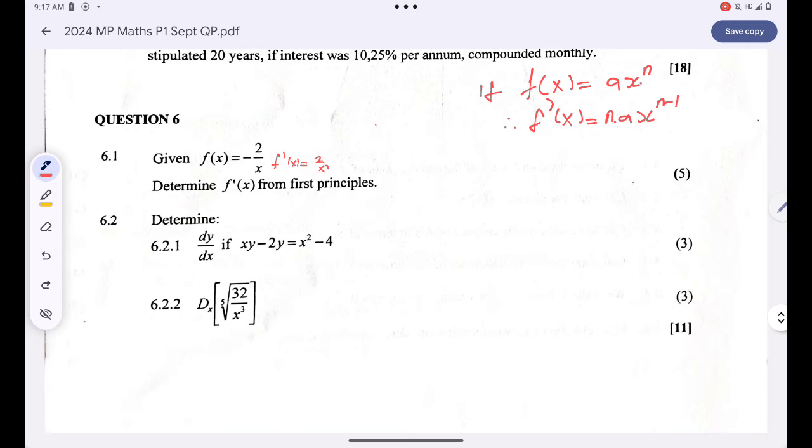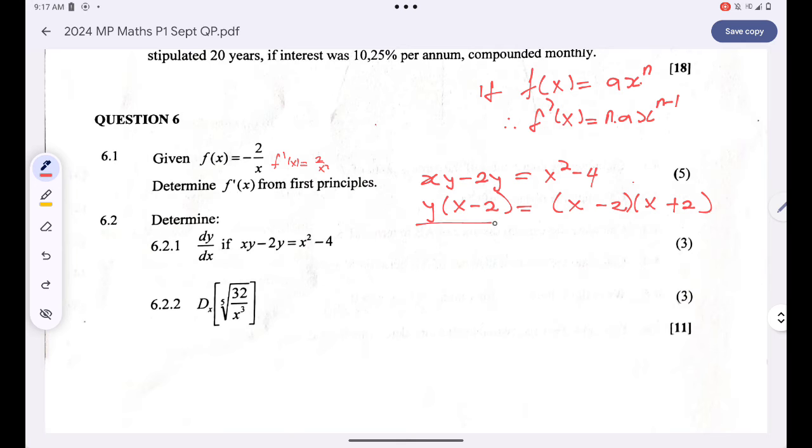Over here, guys, for me to find the derivative, the first thing I need to do is to isolate y. Remember that I'm given the equation as xy minus 2y equals x squared minus 4. I can simply factorize my left hand side. I can take out the common factor there, which is y, and then I'll be left with x minus 2. On the right hand side, guys, I can also factorize because I have a difference of two squares over there.